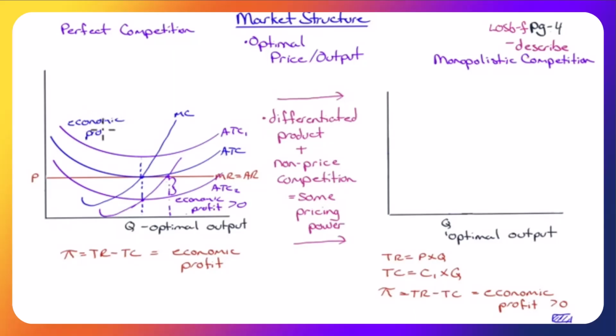Economic profit here is now less than 0. In the short run, as long as it's greater than our average variable cost, we would continue to produce, but in the long run, we would shut down. So the optimal output would still be where our marginal revenue equals our marginal cost, but instead of maximizing profit at this point, we would say that we are minimizing our loss.